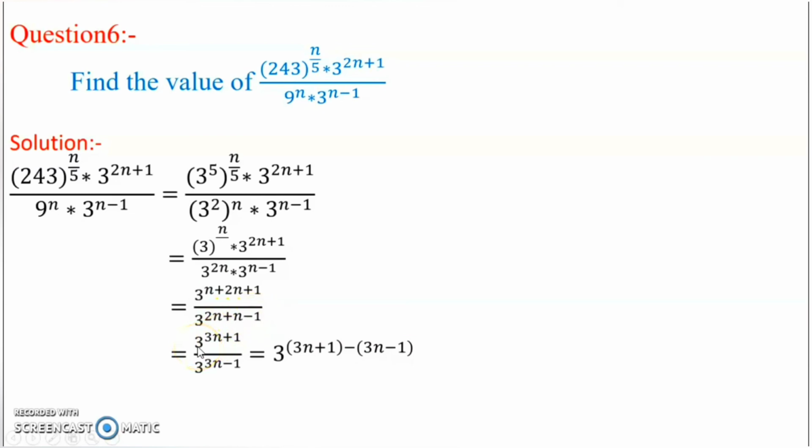Now use the law of indices. So this will be 3 raised to 3n plus 1 minus 3n minus 1. So over here this 3n and 3n will get cancelled, and this 1 minus of minus 1 will be 1 plus 1. So this will be 3 raised to 2, which is equal to 9. So you can see that although there was a variable n over here, this full quantity has reduced to a simpler number, which is equal to 9.